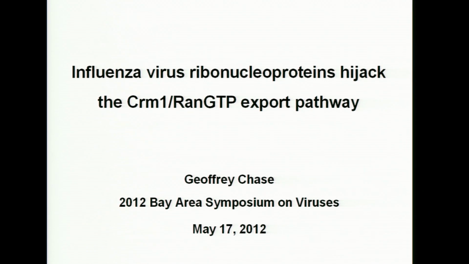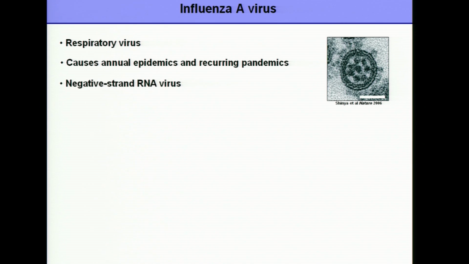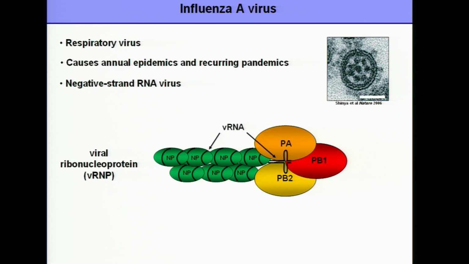So as you can see from the title of my talk, we're also interested in the interaction between virus and host cells. In this case, it's the influenza virus. And as I'm sure all of you know, the influenza virus is a respiratory virus. It causes both epidemics and recurring pandemics in humans. And influenza virus is a negative strand RNA virus. And what this means is that the genome of influenza virus always exists in the form of the viral ribonucleoprotein complex, or vRNP. That's going to be pretty important for our talk, so let's go quickly through the vRNP.